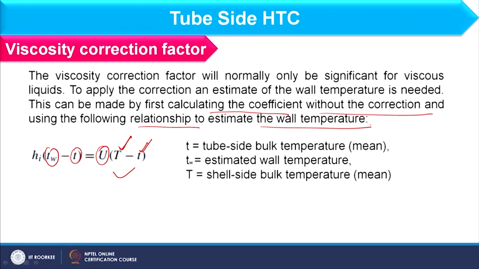Okay. And whatever overall heat transfer coefficient you calculate, if it is not near to that, you have to consider that U to find out TW again, and then you have to consider the viscosity correction factor accordingly. So, here it should again be the trial and error method, okay, but that should be considered when you are dealing with viscous fluids, not the normal fluids.